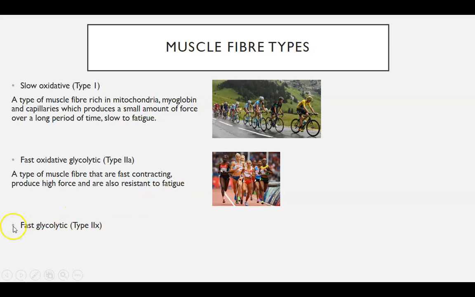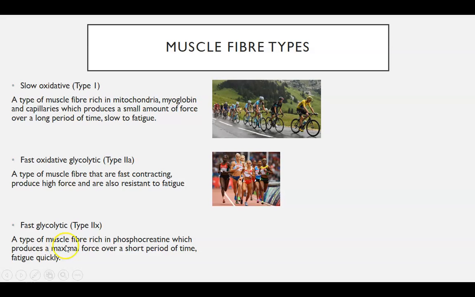Finally, we've got fast glycolytic type 2X muscle fibre types. Fast twitch muscle fibre again. This time no oxidative properties, therefore this one is going to tire very quickly. Fast glycolytic type 2X is the type of muscle fibre rich in phosphocreatine, which we saw earlier on is a compound that is used for high intensity exercise. So it's rich in phosphocreatine, which produces a maximal force over a short period of time. The force of contraction is high, the speed of contraction is fast. However, it fatigues quickly, so it tires really quickly.